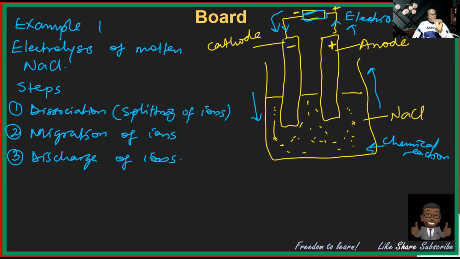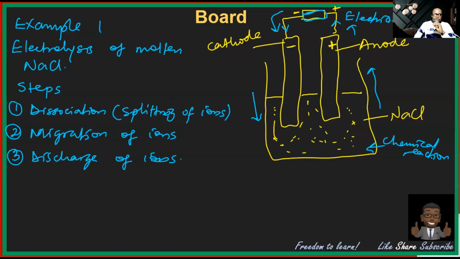Dissociation means the ions will split. The compound that you have will separate into individual ions. Then the ions will migrate to what? Electrodes of opposite charge, because unlike charges attract.